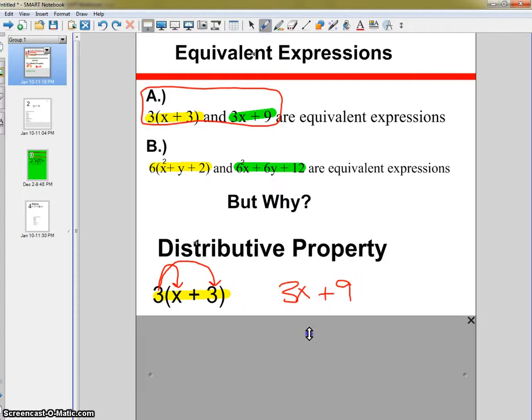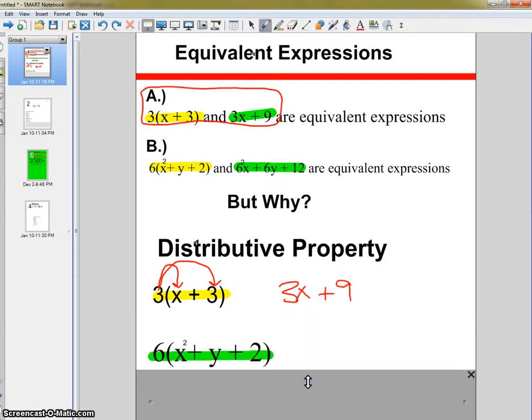Let's take a look at this one. If you didn't do that in your action on your paper, you may want to try it right now. You may want to pause the video and actually try this distribution of multiplication with the number outside the parentheses with whatever's in the parentheses. Go ahead and pause it if you want to do that right now. Otherwise, I'm going to continue showing you.